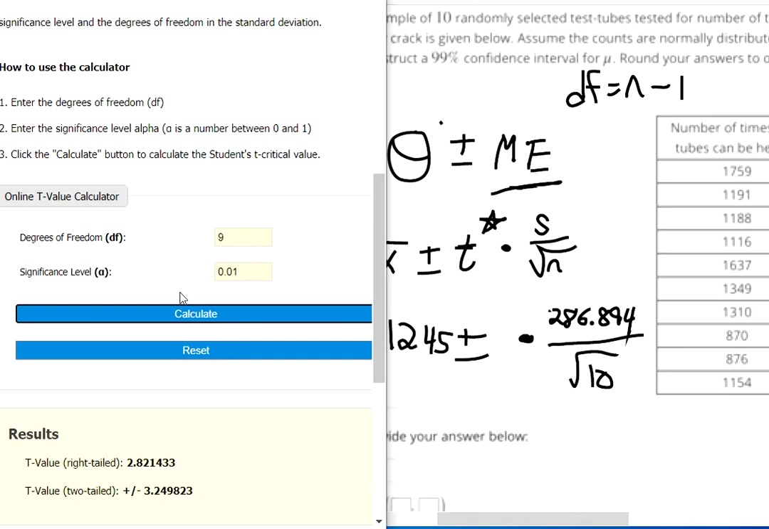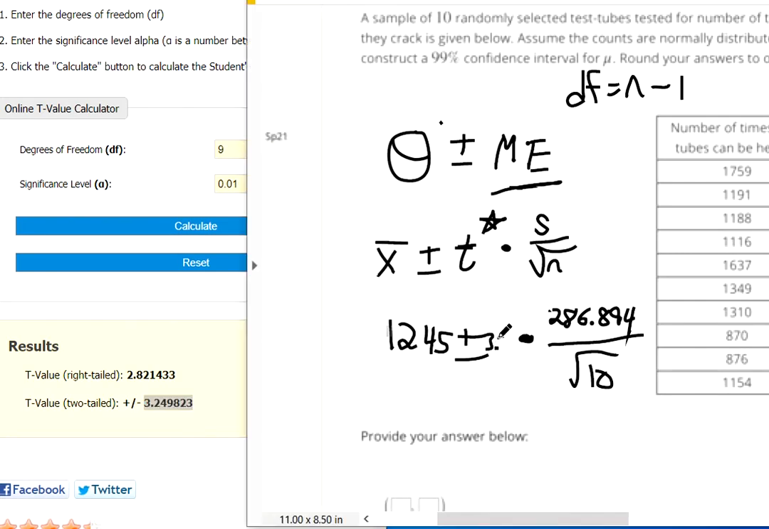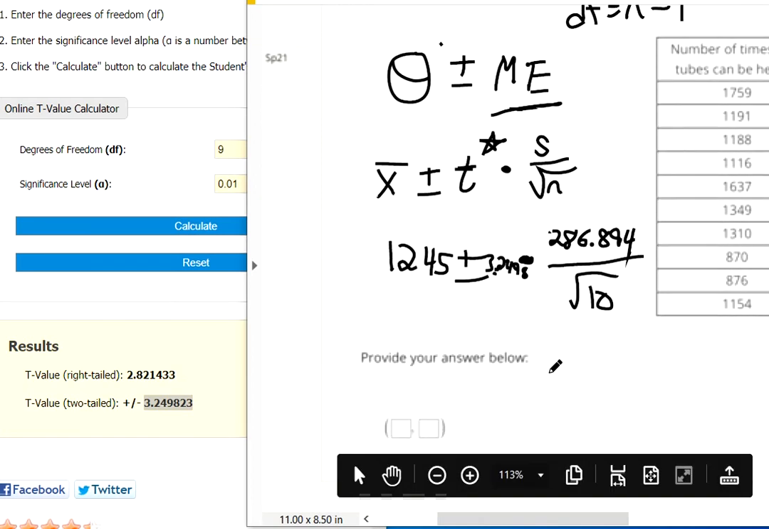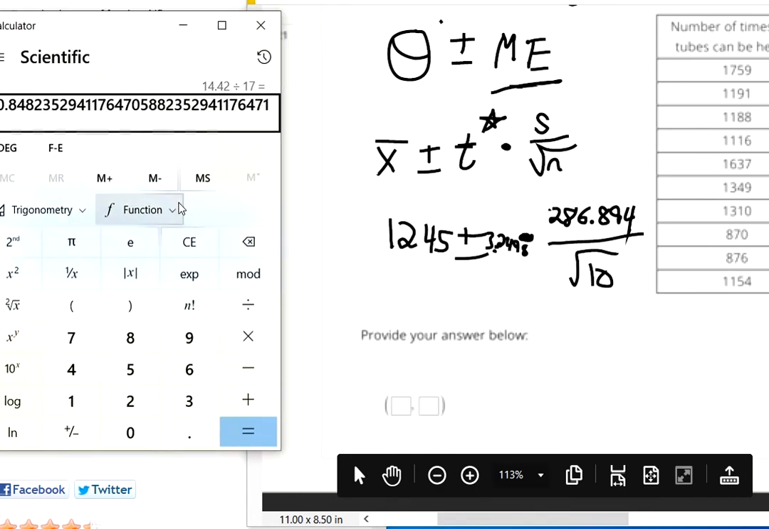So we hit calculate, and we want a two-tailed value because we're talking about a confidence interval. So our t-value is 3.2498, and we can keep going. But that's the last piece we needed. Now we can start calculating the confidence interval.